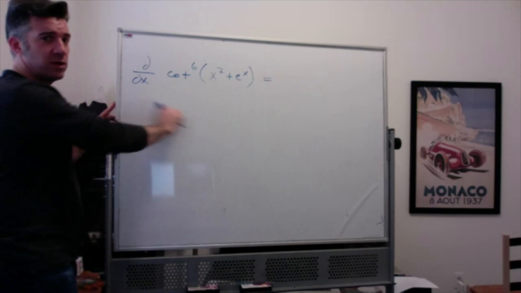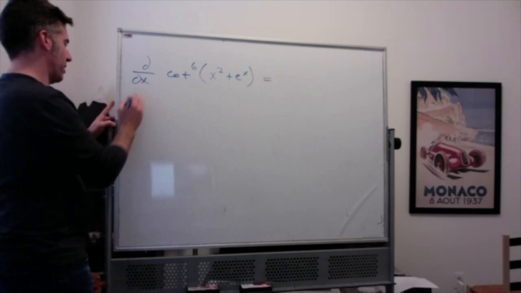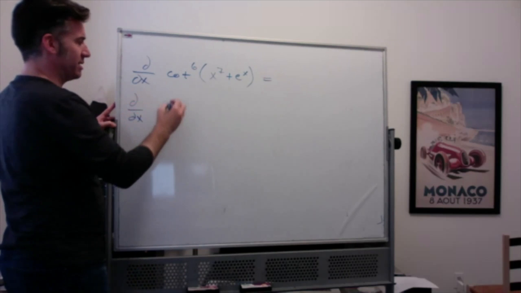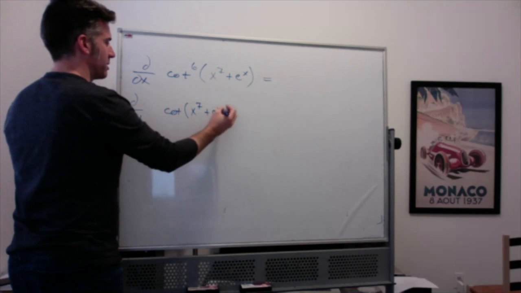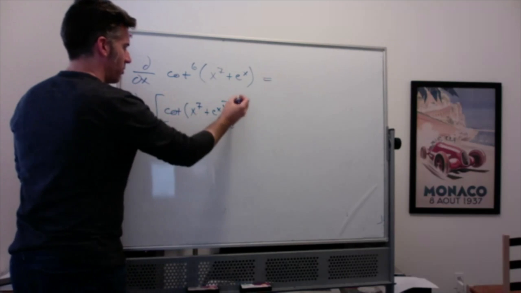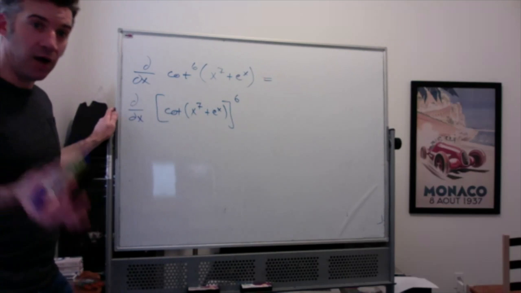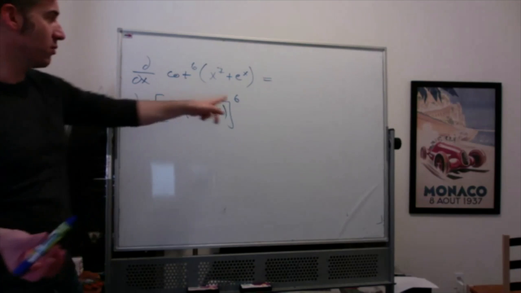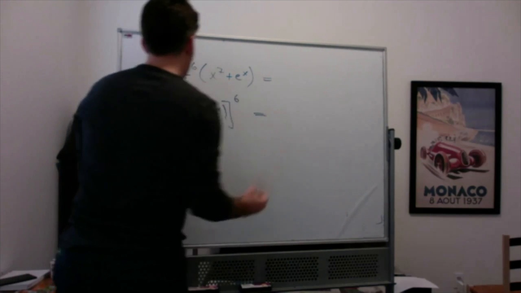So before we differentiate this, we should rewrite it. You don't have to rewrite it, I like to rewrite it. I want to write this as cotangent of x to the 7th plus e to the x, to the 6th power. So that's very obvious to me that the outermost function is being raised to the 6th power. So then I'm going to take the derivative.